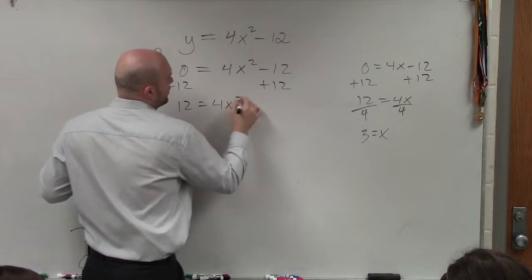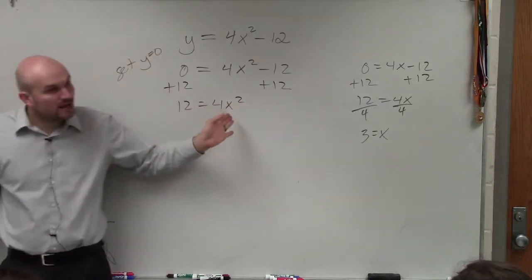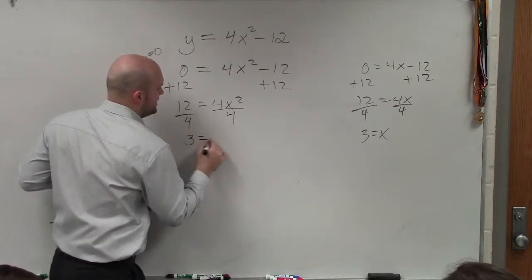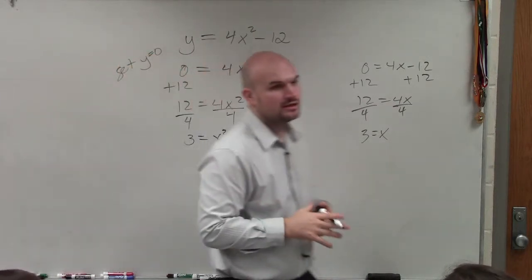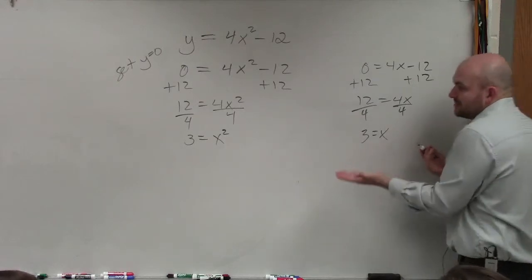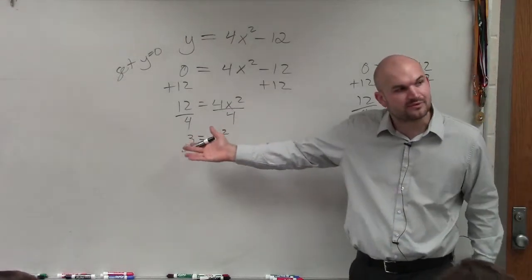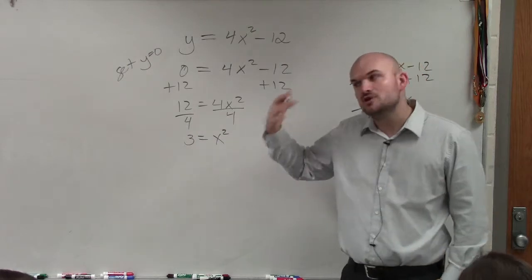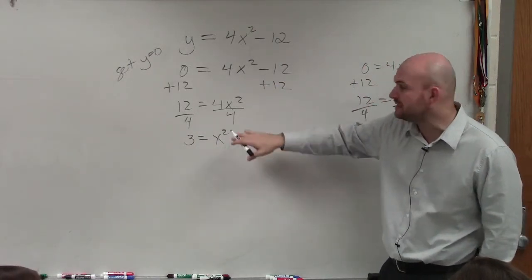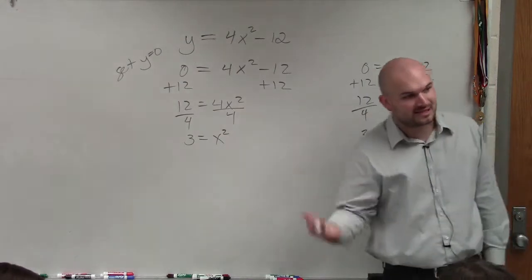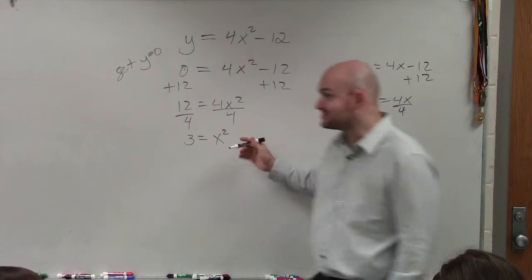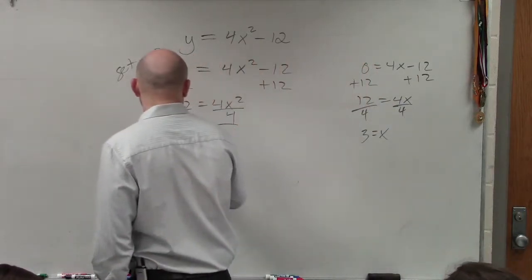12 equals 4x squared. Now, to solve for x squared, I divide by 4. 3 equals x squared. So now this is where it gets difficult, because with linear equations, you say, oh, x equals 3. It makes sense. But now what about with 3 equals x squared? So on our last step, now we need to solve for x, though. So we need to undo the squaring. The inverse operation of the square is the square root.